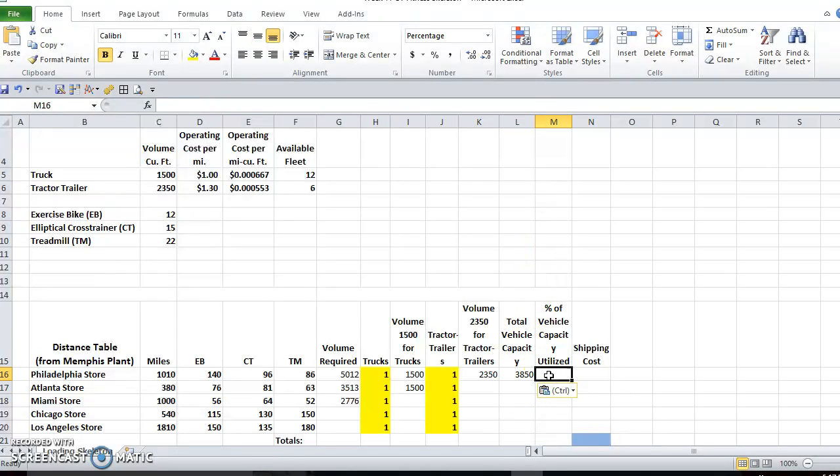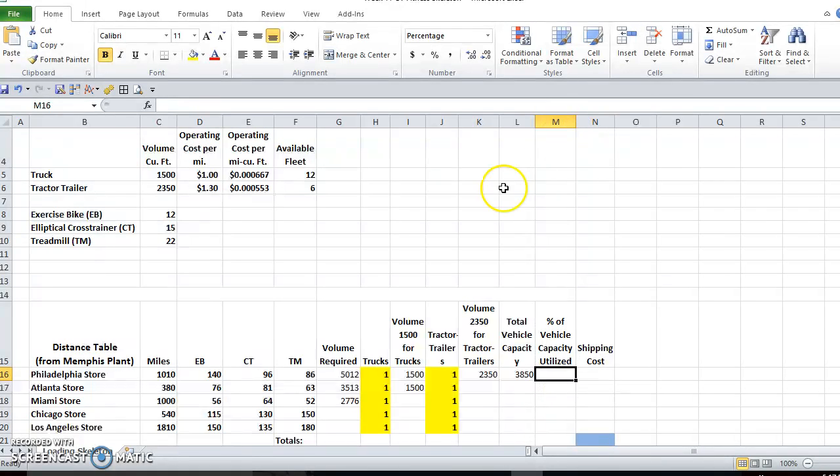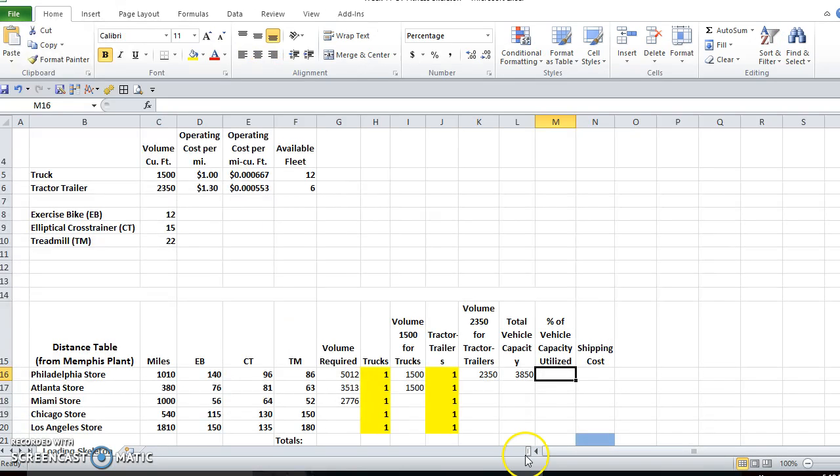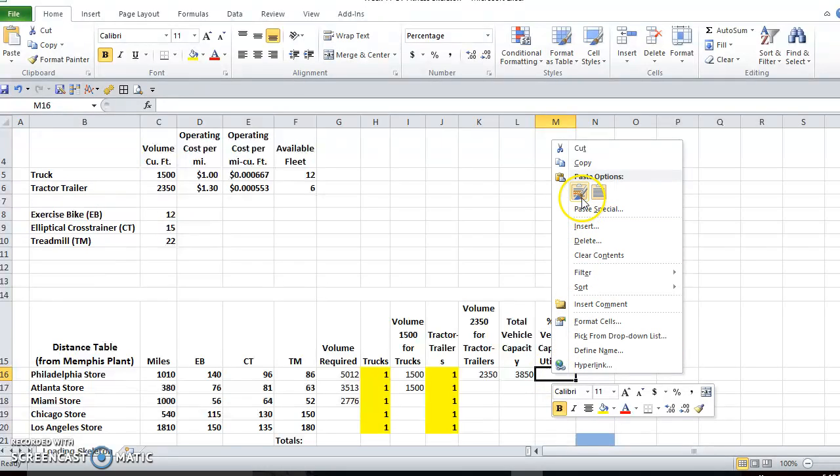And for the percent of utilization, that's just going to be G16 divided by L16. So G16 being our volume required, and L16, our total capacity, gives our percent of capacity. And that allows us to understand really the amount of capacity that we're using overall. Let me resize that a little bit just to make it better. And let me go and grab that equation real quickly. And again, all of these equations not only are available as you can see them right there, but also you can get them out of the textbook.